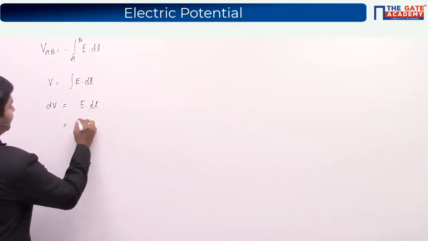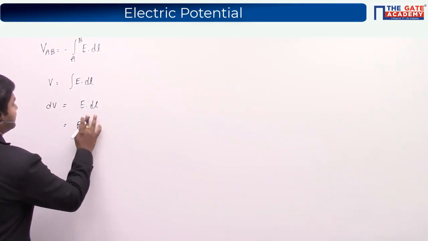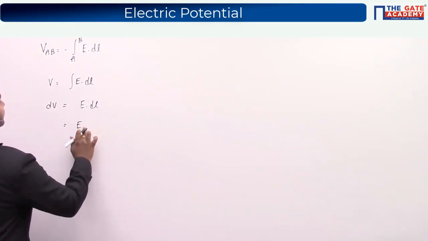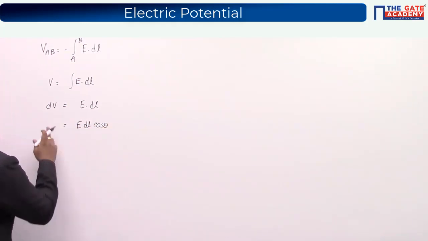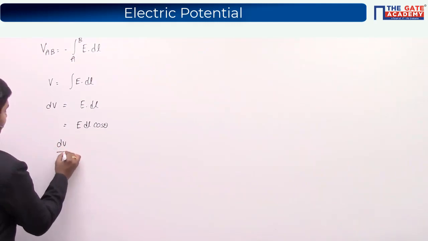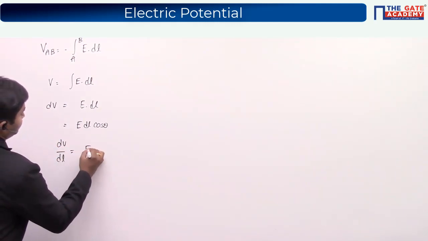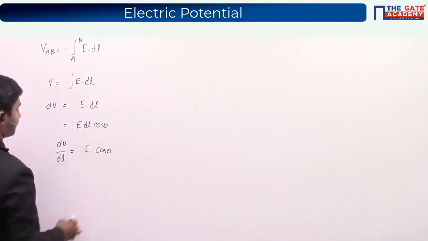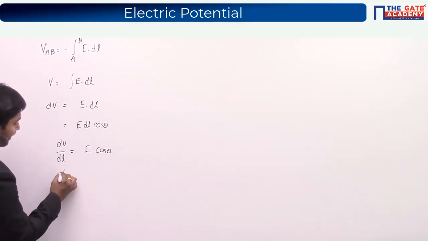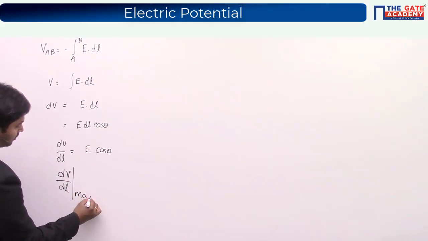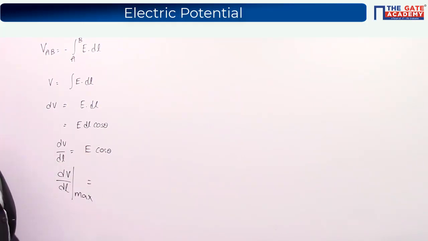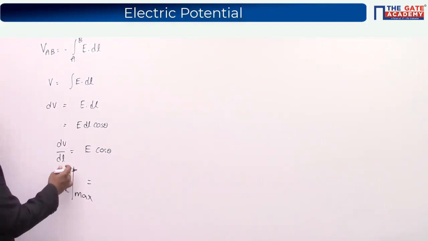Because of the dot product, you will be getting E dl cos theta. So dV by dl is equal to E cos theta. Now can you please tell me what is the maximum value of dV by dl?